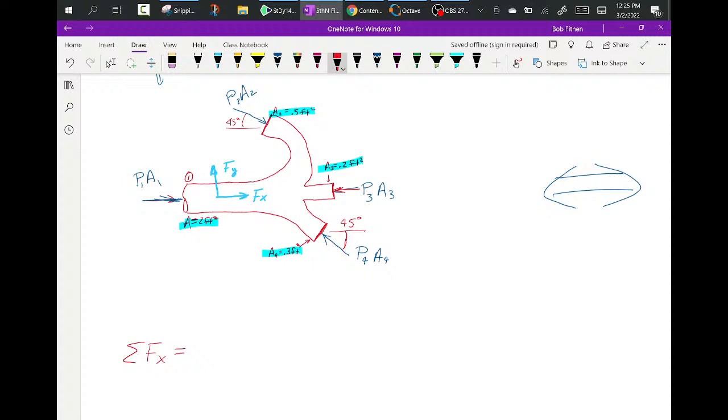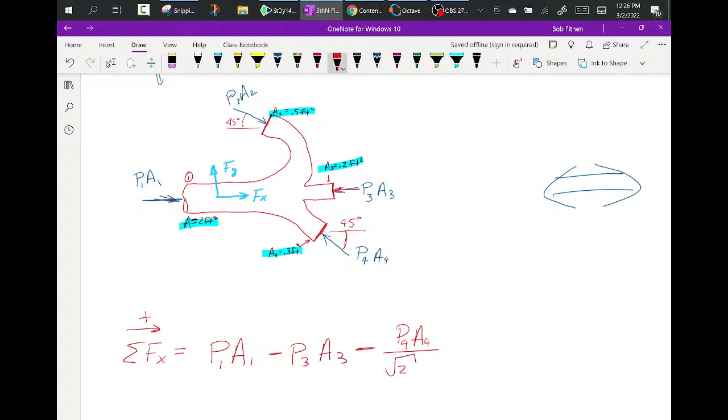So what I got is P1A1. Now you have to realize this is going to be positive. P1A1. Now, do this one. Minus P3A3. Why is it minus? Because it's going that way. And then minus P4A4 over square root of 2.